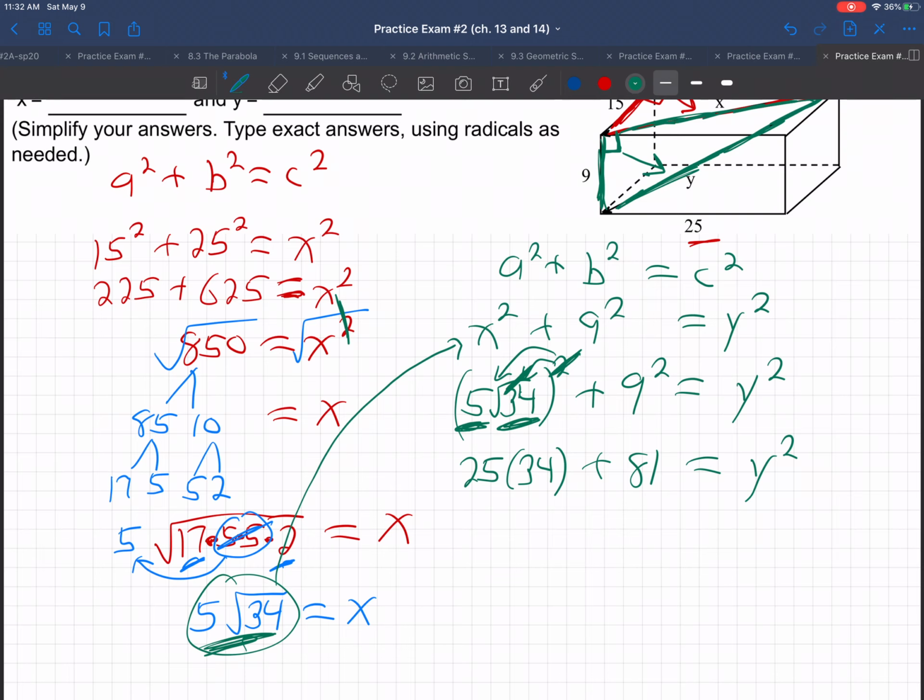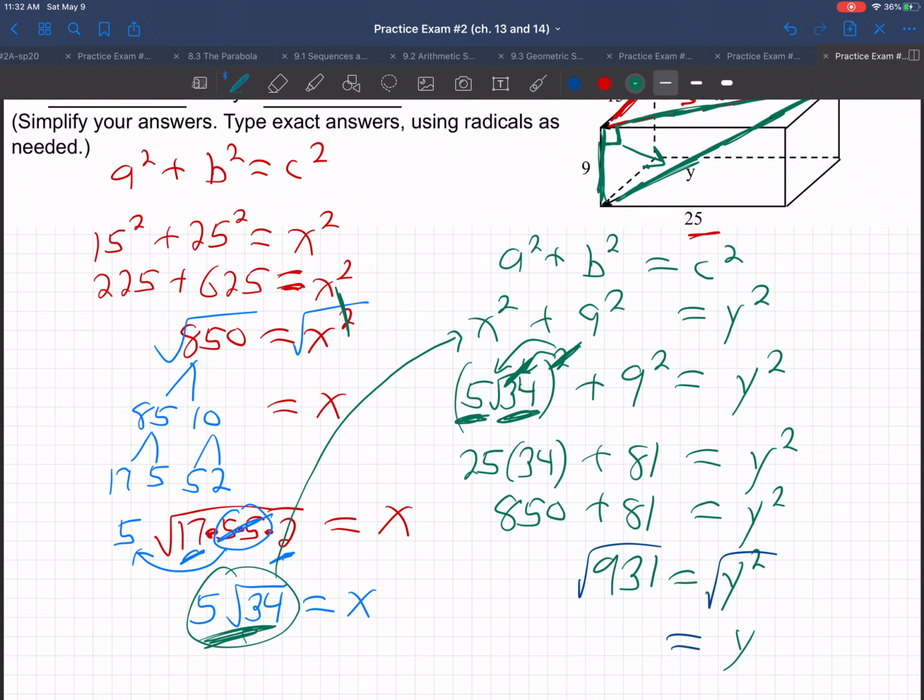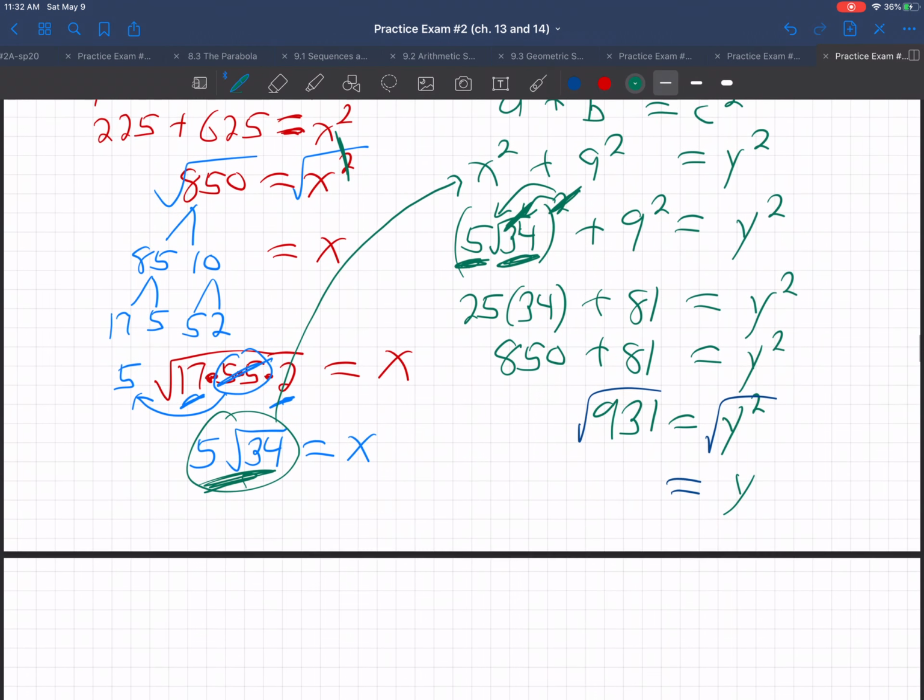So 25 times 34, what's that? 850 plus 81 is y squared. And I'm getting 931 is y squared. And then we're going to root it. And so y will equal the square root of 931. Now we got to break that down.